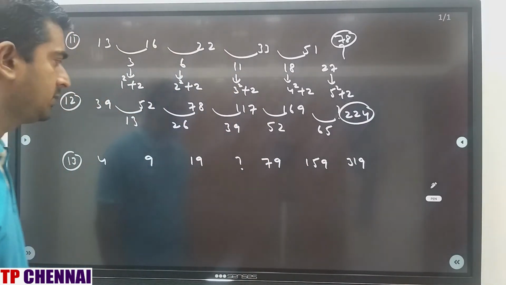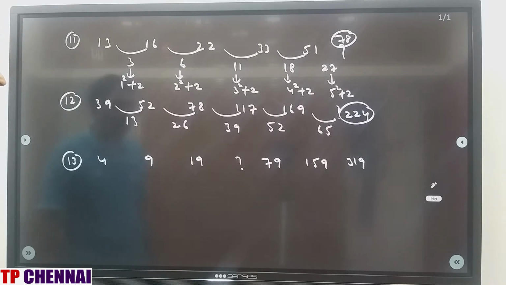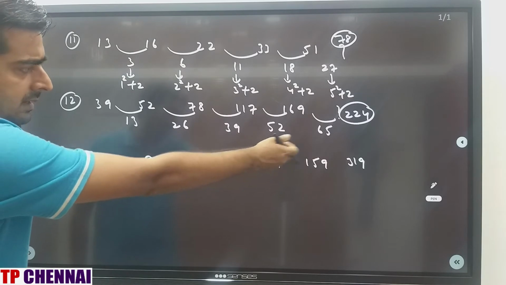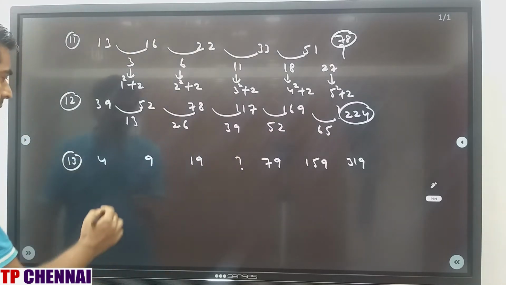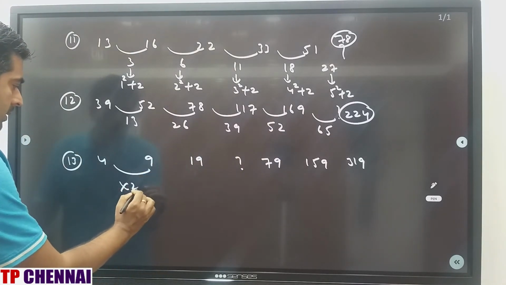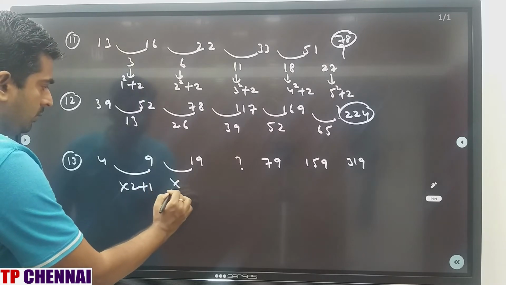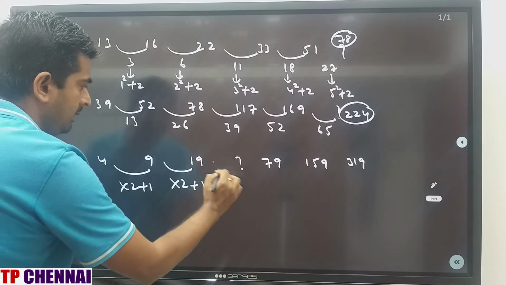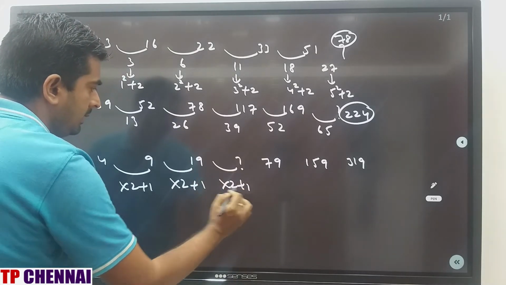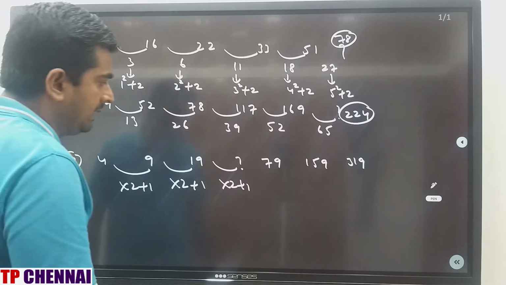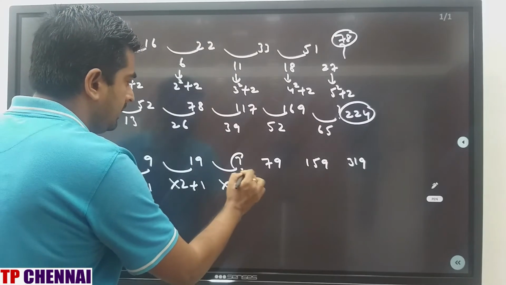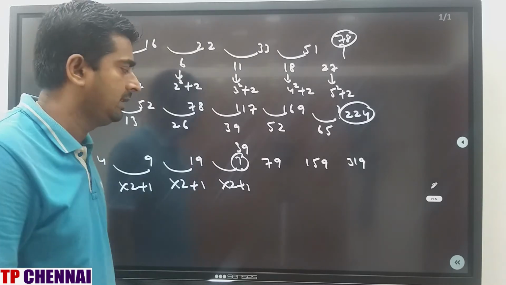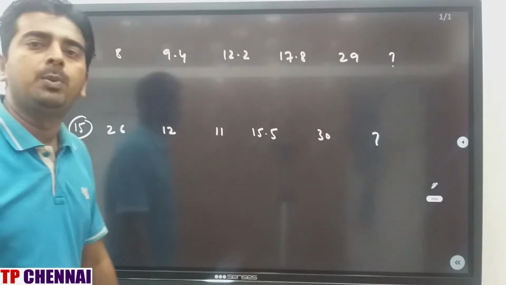224. Next one: 4, 9, 19, question mark, 79, 159, 319. So numbers are increasing fast. That means it follows multiplication logic. So this is into 2 plus 1, this is into 2 plus 1, this is into 2 plus 1. What is 39? 19 into 2 is 38, plus 1 is 39. 39 into 2 is 78, plus 1 is 79. So my answer is 39. So I hope you are clear with the 13th one.